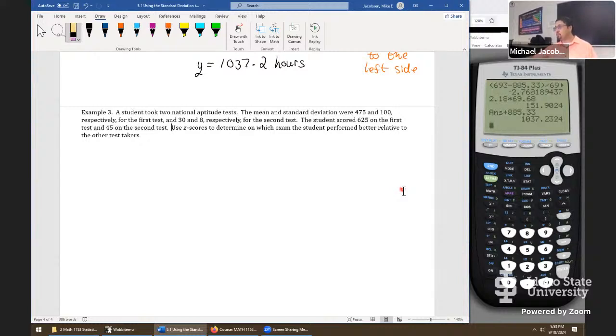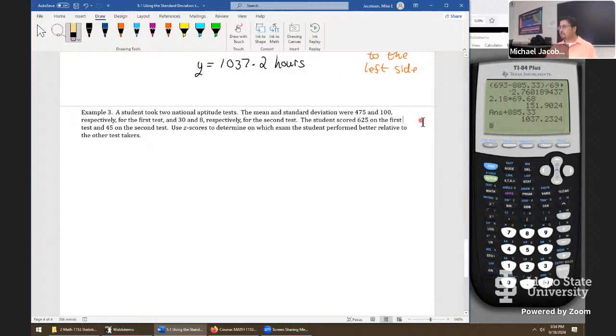So the question now is, which test did the student do the best on? And it's really hard to tell just based off this information. I have no clue really. But that's where the z-scores start to become pretty helpful. Z-scores will tell you which exam was really done best by measuring how many standard deviations 625 is away from the mean, and how many standard deviations 45 is away from the mean. Notice looking at this number alone is not good enough. We have to think in terms of standard deviations. It's not just about the center, it's also about the spread or variability.